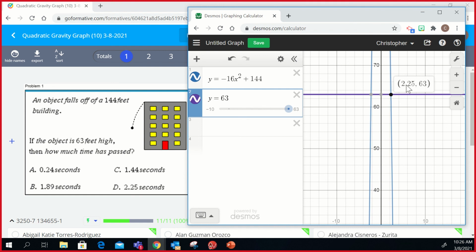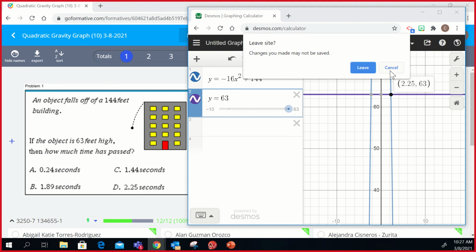But if I look here, it's 63 at 2.25. So the answer has to be D. So if you do something like that, it gave me a completely wrong answer. The paper must be wrong, or the thing I'm working on must be wrong. Check your Desmos. You might have done it wrong. So that's our answer.